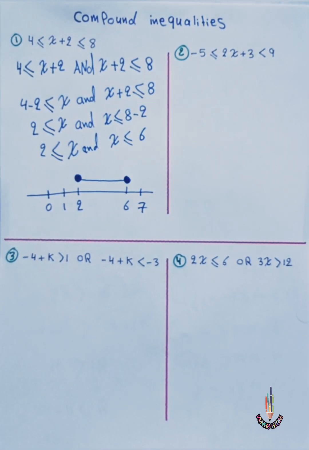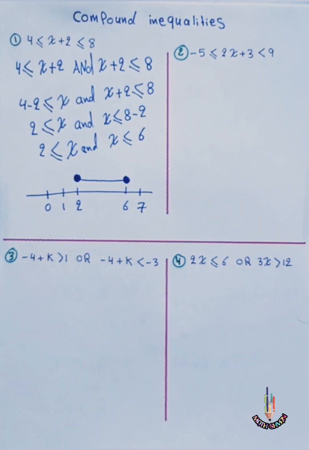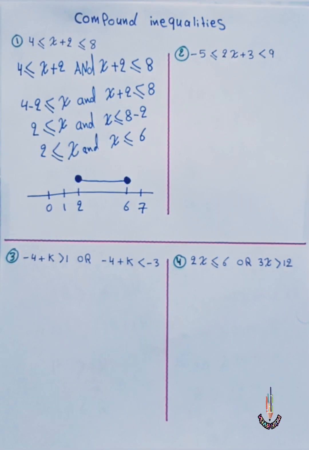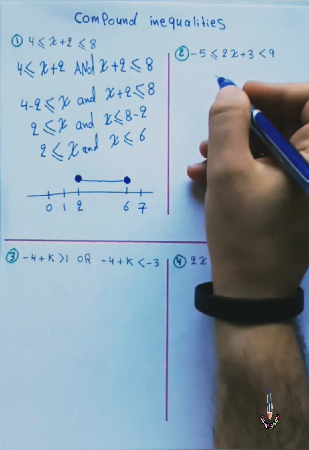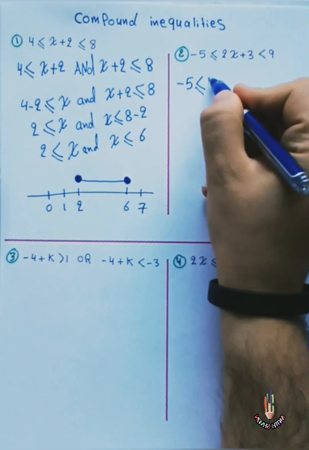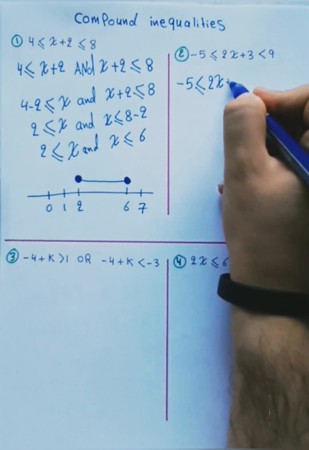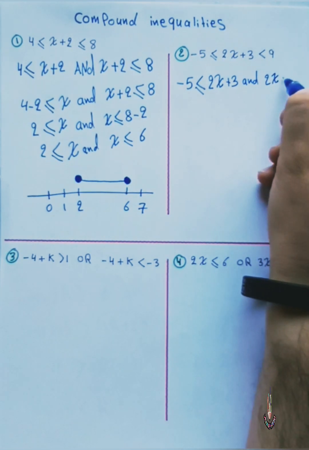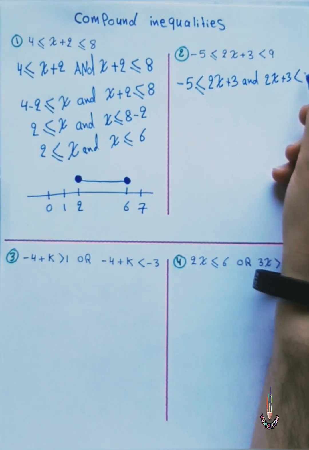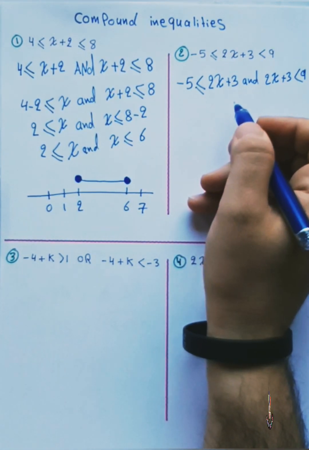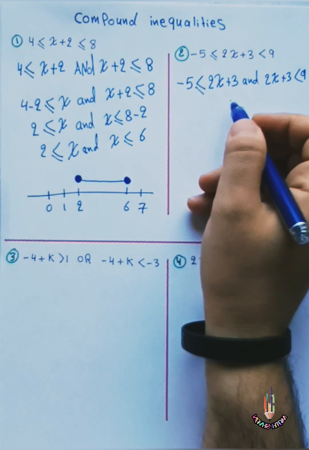Example number 2, we have negative 5 is less than or equal to 2x plus 3 is less than 9. First, we can separate the inequalities like that. We have negative 5 less than or equal to 2x plus 3, and then we can write "and", 2x plus 3 is less than 9. After that, we have to solve each inequality apart.